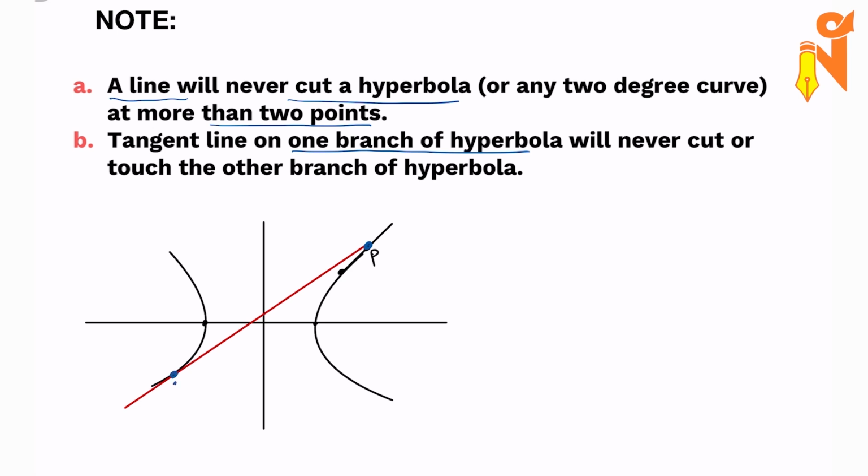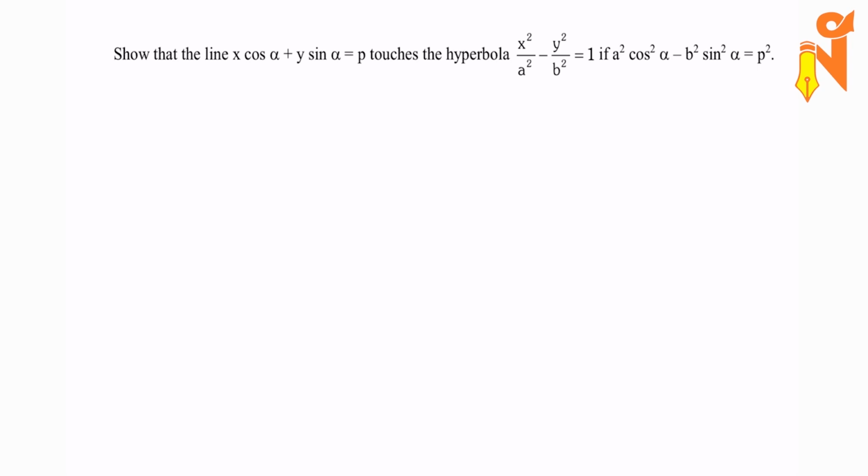And from the diagram you can see the same line is tangent at Q on the other branch. This case is never possible. It cannot be a tangent, or it cannot intersect the other branch, if it is tangent to one branch. A question based on the condition for tangency.